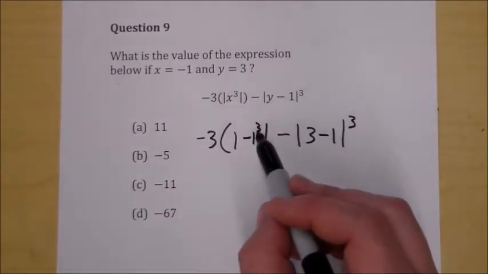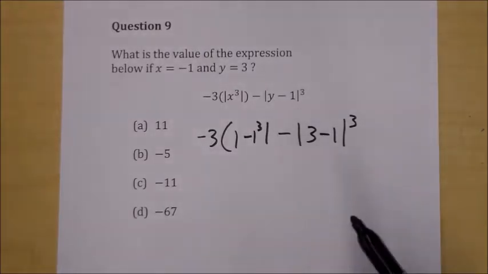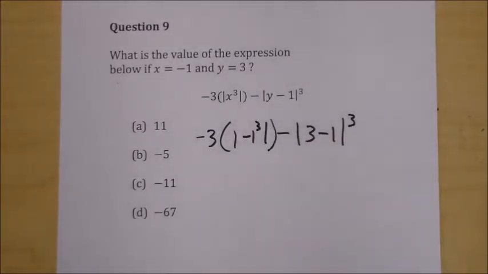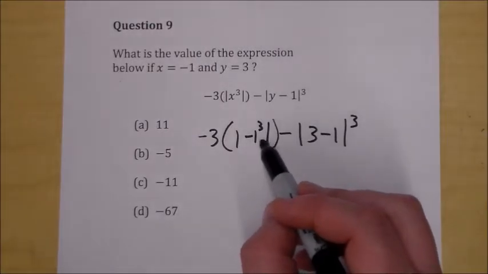Okay, so if you have the exponent inside the absolute value, you do it first. If it's outside the absolute value, you do it second. Missed a parenthesis there, but we're good to go. So what do we do first? Well, let's do inside here.